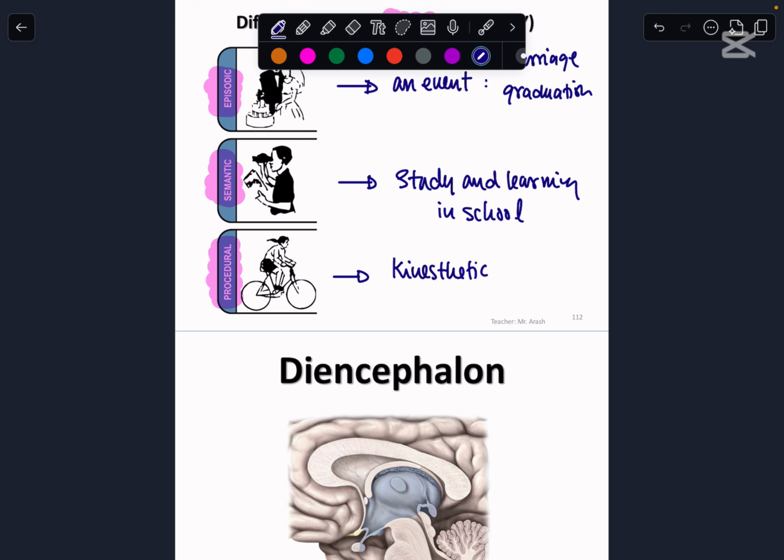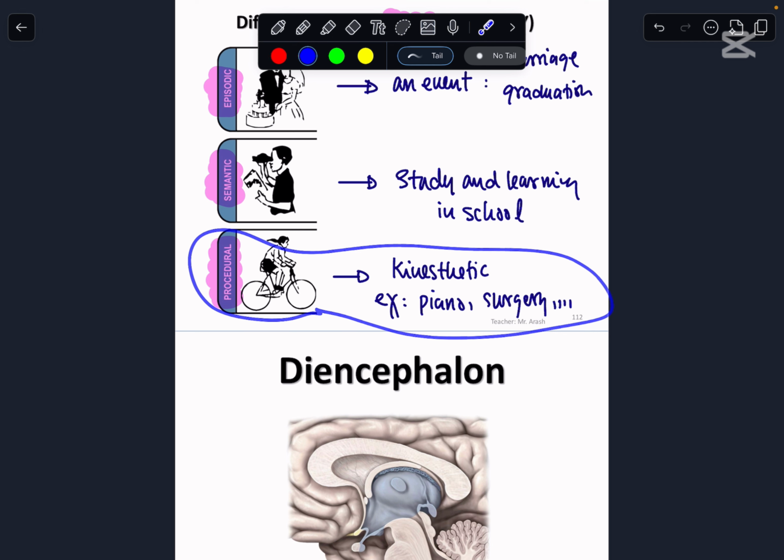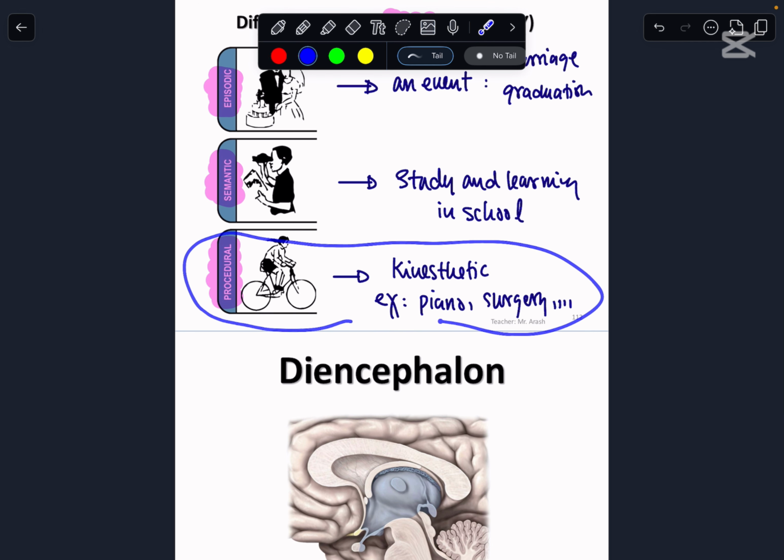kinesthetic. So the example would be piano, surgery, things like that. If I teach you guys, for example, how to make a suture, the other day, right? If you remember eventually how to make sutures and you hopefully remember them forever, that would be a procedural type memory because it's a procedure. You learn how to do something.